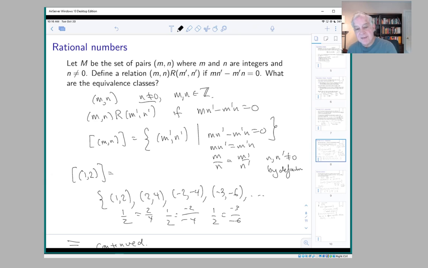And what's interesting about this is that this gives you a way to define the rational numbers without ever actually having to say what a fraction is, because this is just an integer calculation. You take the set of pairs (m, n), where mn' minus m'n equals 0, and you get a set whose equivalence classes are the same as the rational numbers, each equivalence class consisting, for a single rational number, of all of the different ways you can write it as a fraction, not necessarily in lowest terms.